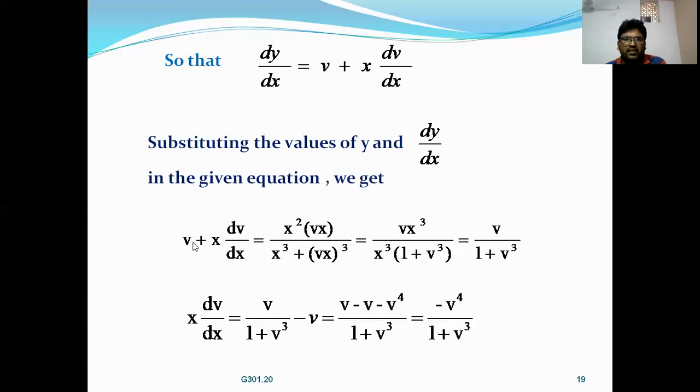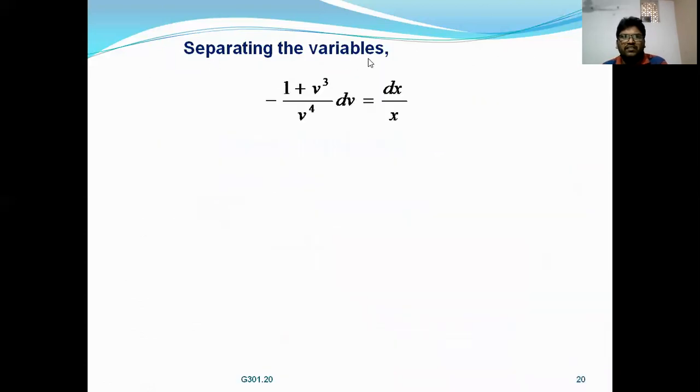See here, after taking this v to the right side, you will get minus v. Taking the LCM of these two, you will get (v - v - v⁴)/(1 + v³). After cancellation of these two terms, you will get -v⁴/(1 + v³). Is it clear? So after separating the variables, the equation becomes -(1 + v³)/v⁴ dv = dx/x. On the right side, you will get only dx/x.